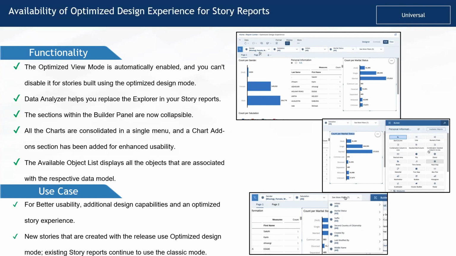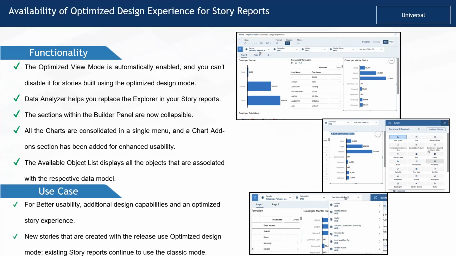Data Analyzer helps you replace the Explorer in your story reports. The sections within the Builder panel are now collapsible. All the charts are consolidated in a single menu, and a chart add-ons section has been added for enhanced usability. The available object list displays all the objects that are associated with the respective data model.